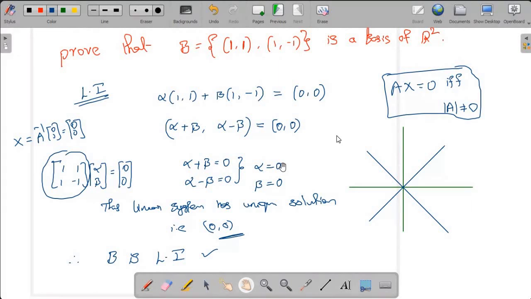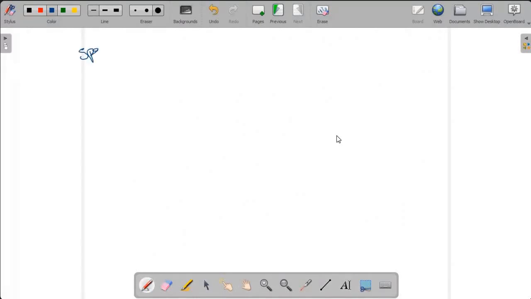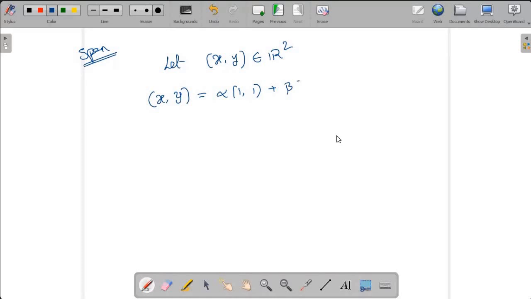Now you take any (x, y) arbitrarily. You try to write that (x, y) as a linear combination of these two. If it is possible, we say it spans. If it is not possible, it doesn't span. So let us see whether it is possible or not. Now let me check the second one, that is spanning. So let (x, y) be an element in R2. Is it possible to express this (x, y) as a combination of these two? That is, alpha into (1, 1) plus beta into (1, -1).